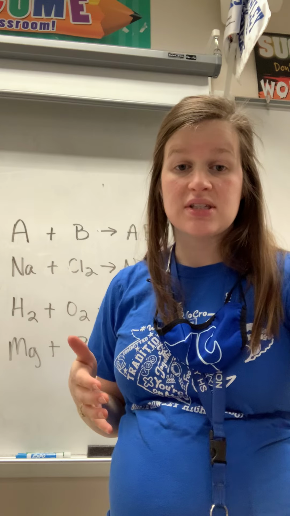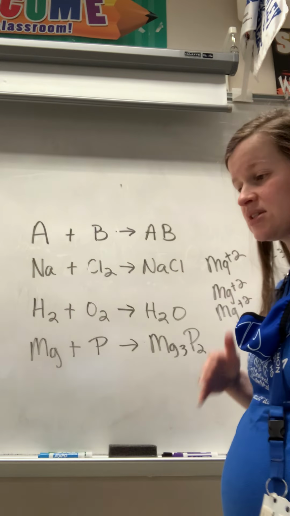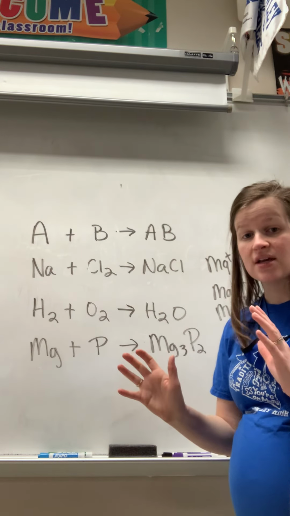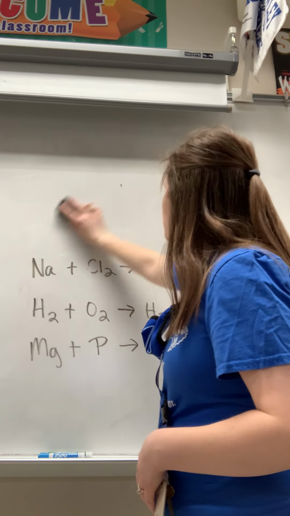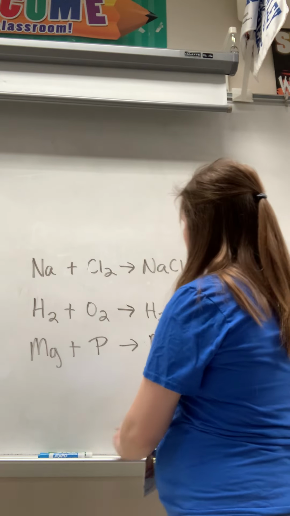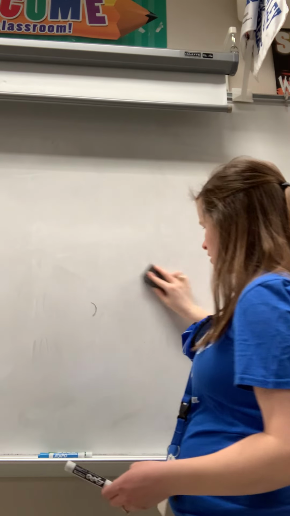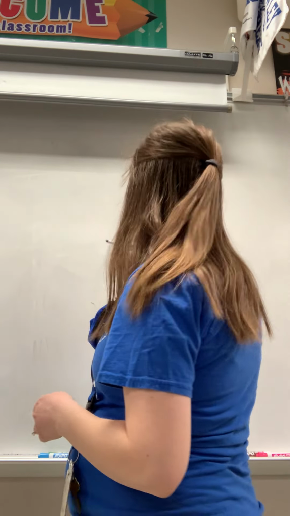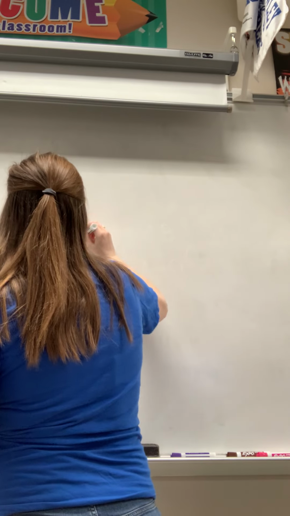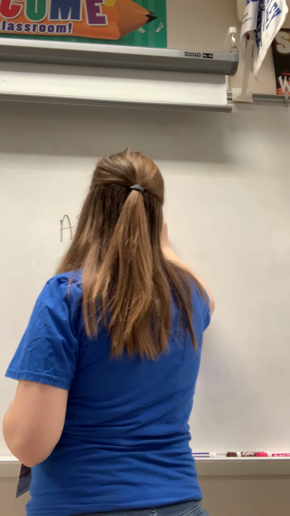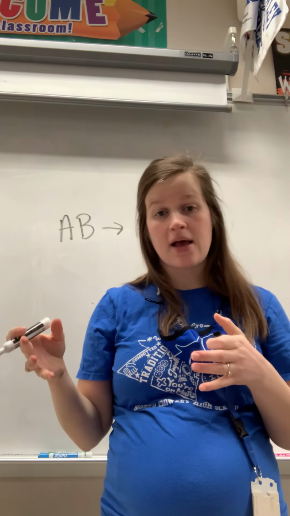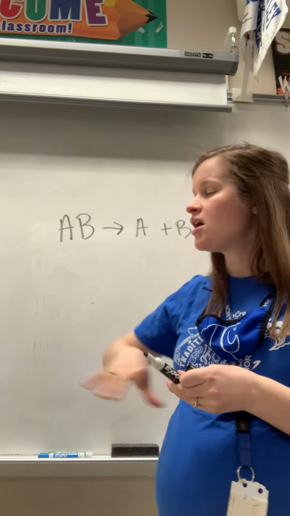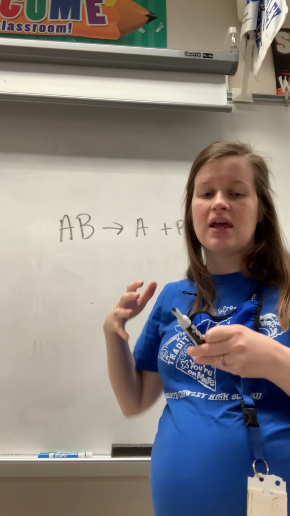So decomposition is the next one. And decomposition is essentially the same thing as synthesis, just backwards. So we can take all of these and just flip them backwards, including our generic formula. So AB is decomposing down to A plus B. And we know that decomposition means just breaking down. Whenever something's decomposing, it's breaking down. So we're just going to take this one compound and break it down.